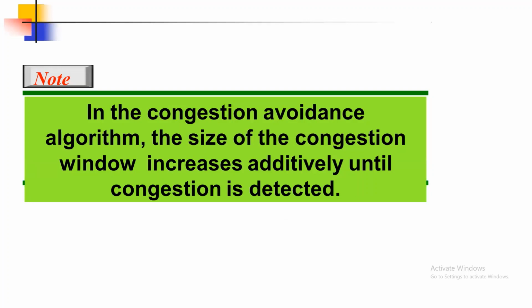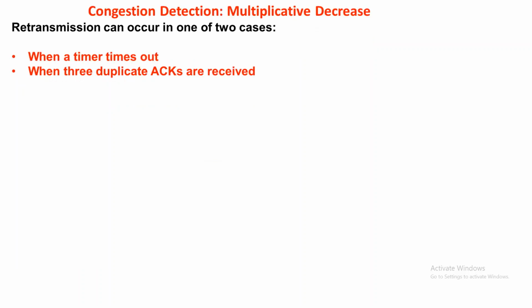Now, during the congestion avoidance phase, the size of the congestion window keeps on increasing additively until congestion is detected. Now, how do we detect this congestion? How does the sender know that congestion has occurred? In case we get into a situation where the sender has to retransmit the segments, then the sender understands that congestion would have occurred.